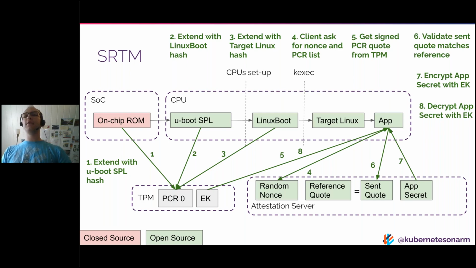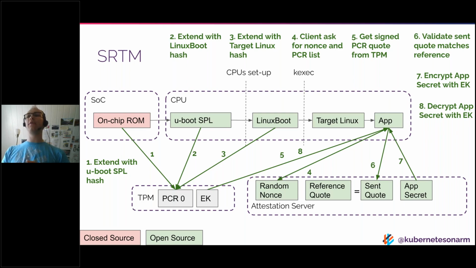And this means that when we are in the target Linux and now your machine learning app wants to access the model from the cloud server, for example, then it needs to ask the cloud server what is a nonce that I need, and then what PCR registry should I look at, and in this case PCR0, and then generate some random number, gets that. Then the app asks for a signed PCR quote from the TPM. When it has the quote, it can send that to the server.